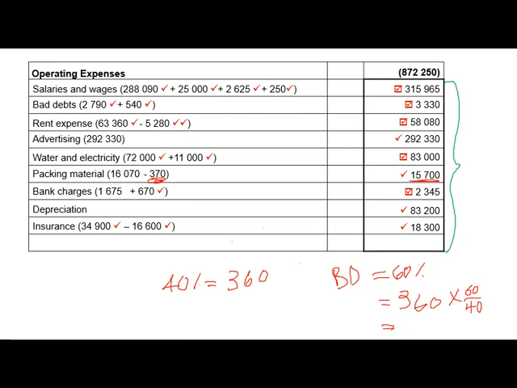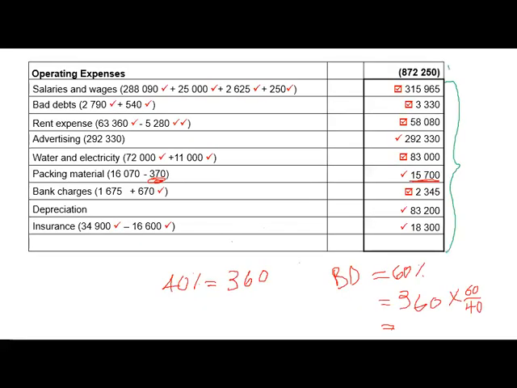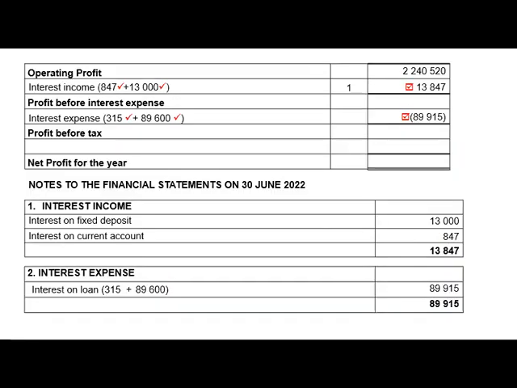Now you will take what you have as gross operating income and minus what you have as your operating expenses. You will get what we call gross profit, which is this one here. And then you add income, you will get your profit before interest expense. Then you minus your interest expense, you will get profit before tax. Because of grade 10 and 11, I didn't include the income tax, okay? So basically, you're going to have your net profit of that much.